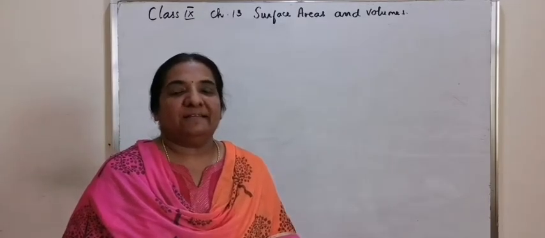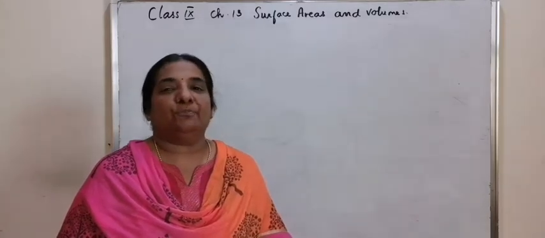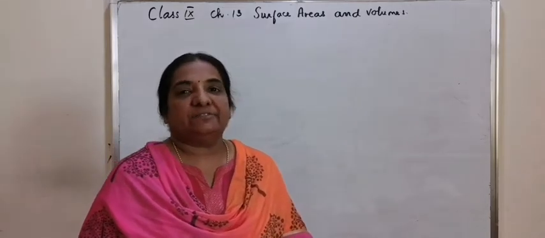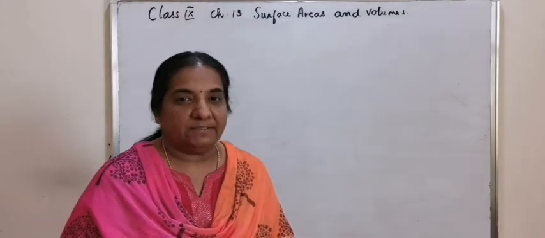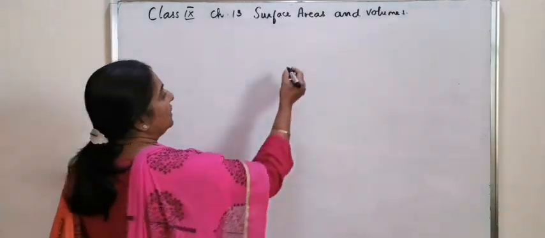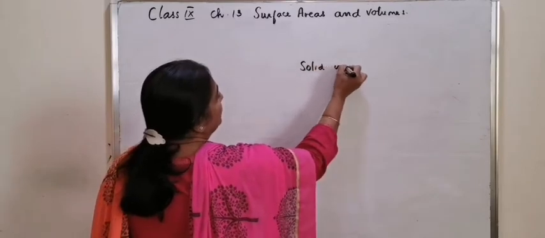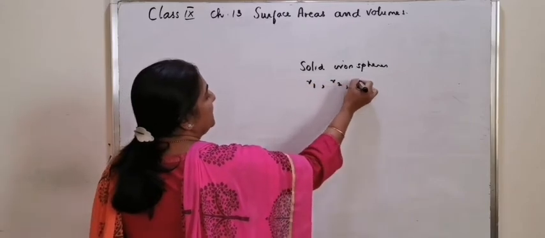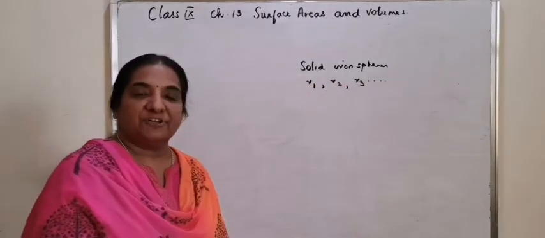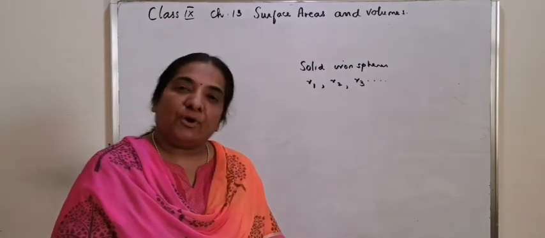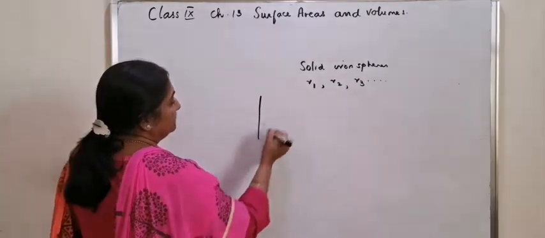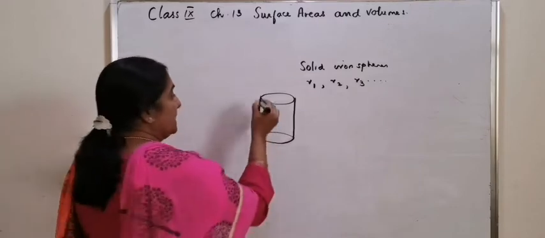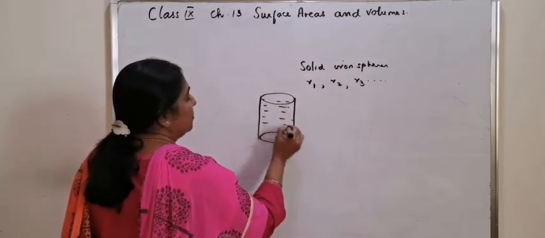The last topic in this lesson is to find the volume of a sphere. The volume of a sphere is derived through an activity method. You imagine solid iron spheres of different radii, for example, R1, R2, R3, etc. You have a container filled with water up to the brim. That means the container is fully filled with water.